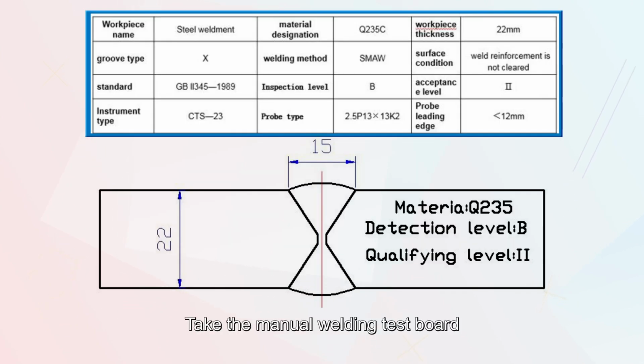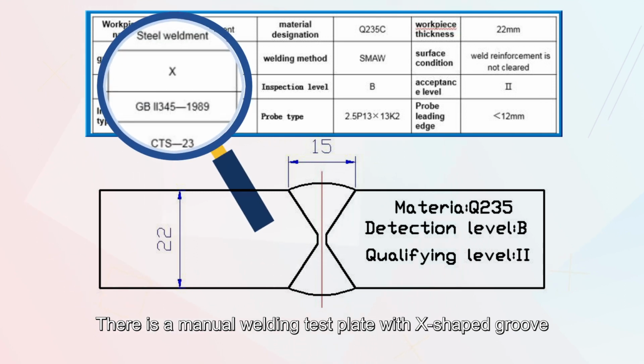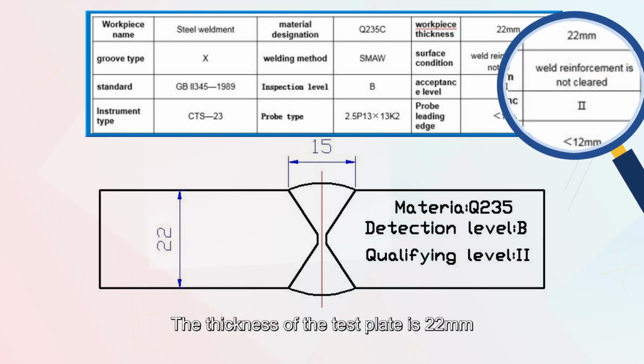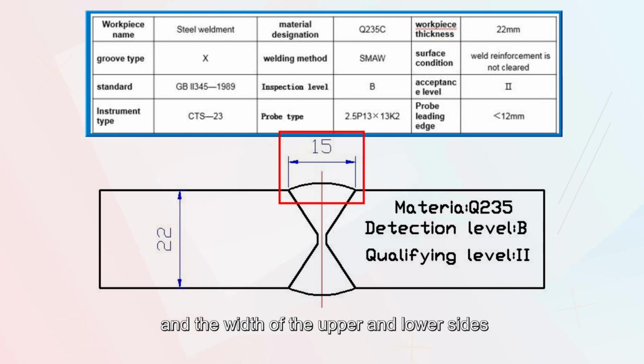Taking the manual welding test board as an example to see its format and content. There is a manual welding test plate with X-shaped groove. The material is Q235C and the weld reinforcement is not polished after welding. The thickness of the test plate is 22 mm. The width of the test plate on both sides of the weld is 250 mm, and the width of the upper and lower sides of the weld is 15 mm.